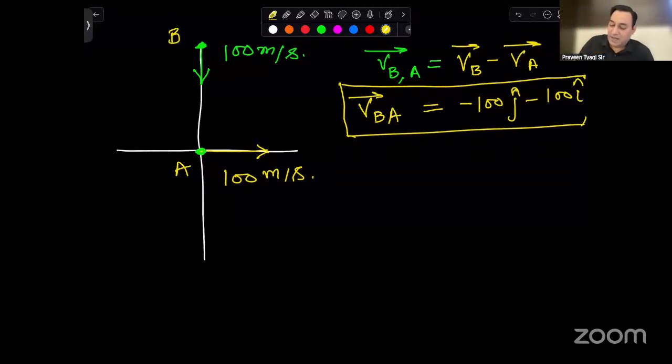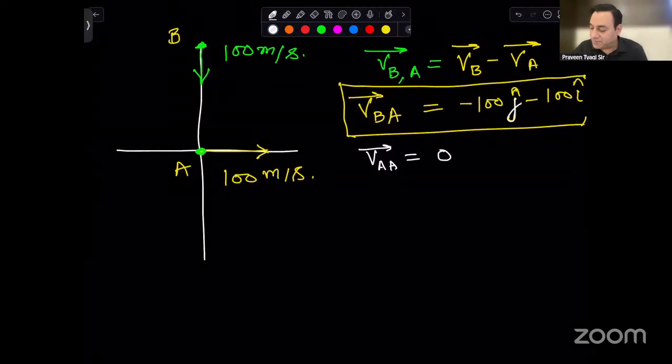Now, I want you to understand this. What will be the velocity of A as observed by A itself? It will be velocity of A minus velocity of A, that will be zero. Because they are not acting along the same line, 100 and 200 is a wrong answer. Please pay attention, everyone. One is I cap, one is J cap. This is J cap, this is I cap, and you cannot say it becomes 100 or 200. This will be using Pythagoras theorem, we'll get the answer.